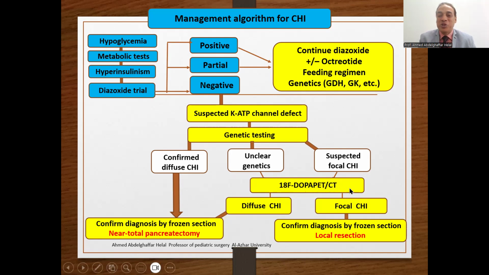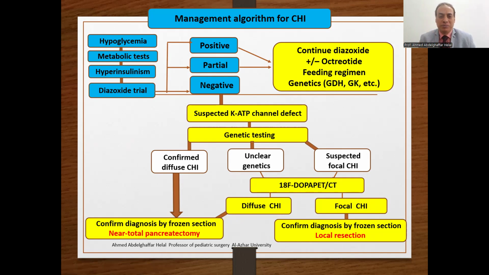18F-DOPA PET-CT to diagnose. If diffuse, there is a tracer taken up homogeneously all over the pancreas, then confirm the diagnosis by the frozen section and perform near total pancreatectomy. If focal congenital hyperinsulinism, confirm the diagnosis again with a frozen section and perform a local pancreatic resection.